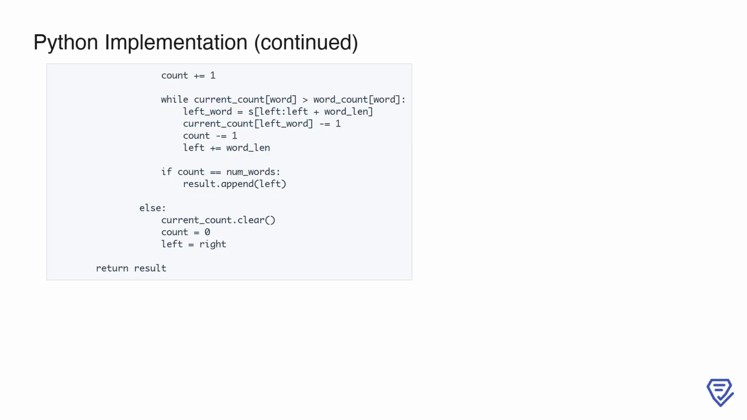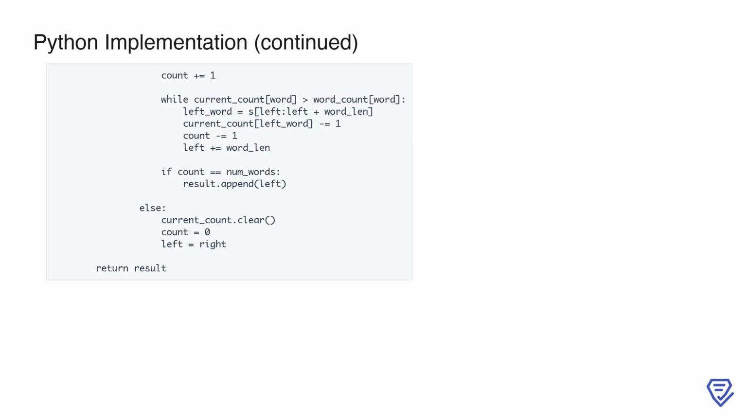Now, if the count matches number_words, it indicates that the current window contains all the words from the list exactly as required. We then append the left pointer's value to the result list, which stores all valid starting indices.